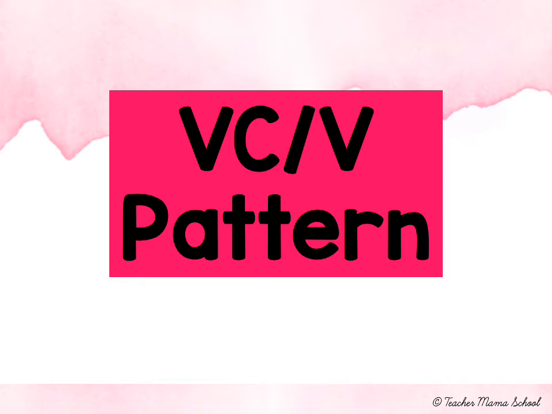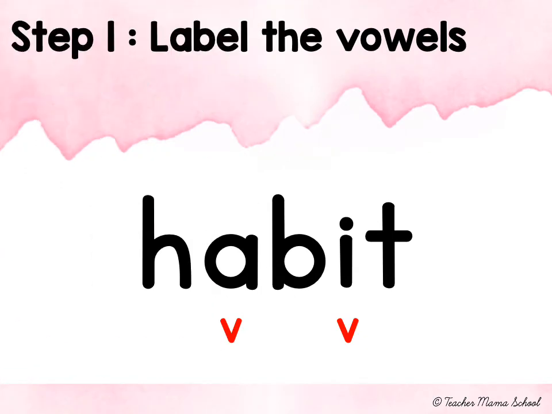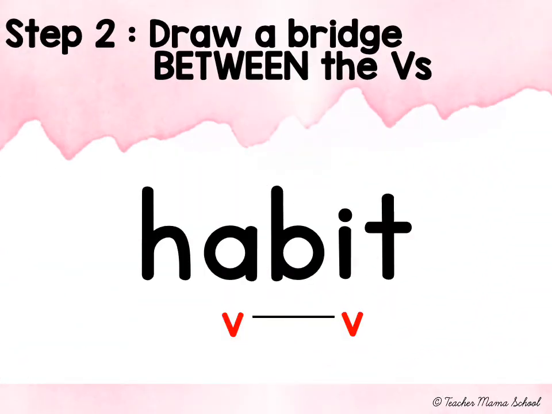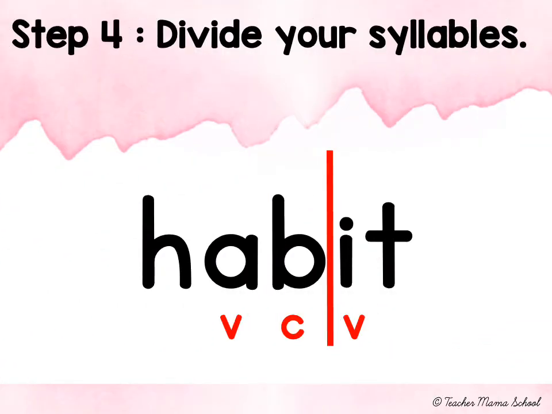Now we're going to look at a different way to divide a VCV syllable pattern. We're going to divide it after the consonant rather than before, like we did in the last one. Here's the word that we'll use. Label the vowels. Draw a bridge. That bridge is allowing us to focus on what consonants are between the vowels. What's the syllable pattern? This is VCV, just like the previous word. And this time we're going to divide it after the consonant instead of before.